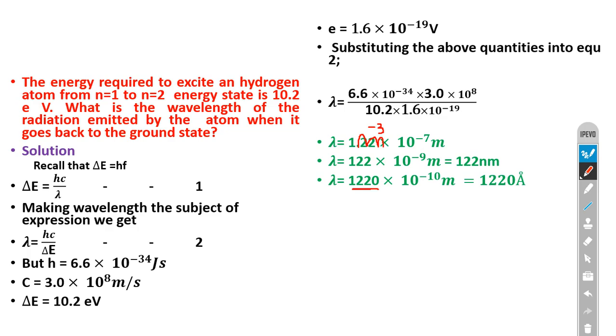10 to the power minus 10 is 1 Angstrom. So we write it this way. Now look at it. The answer has changed from 1.22 times 10 to the power minus 7 meters to 122 nanometer or 1220 Angstrom. So if you see any of this, it's just for you to play with your indices. It doesn't mean that what you were doing was not correct.